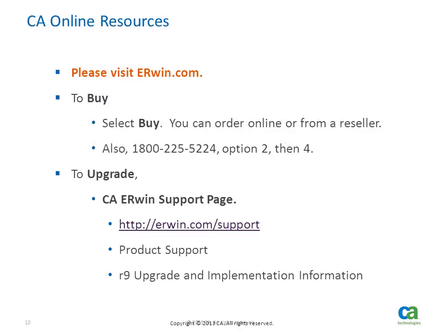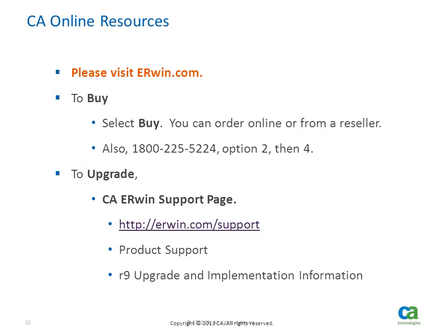Our online resources, please visit erwin.com. That's our main website, all about ERwin. There's a selection to be able to buy ERwin from that website. You can order online or from a reseller. You can also phone 1-800-225-5224, option 2, then 4.